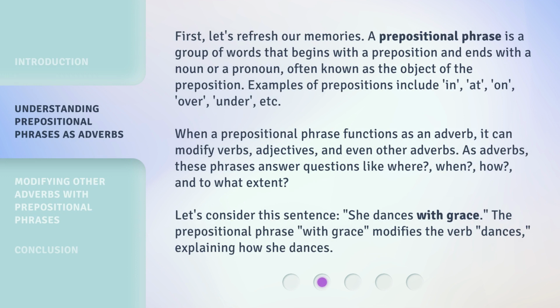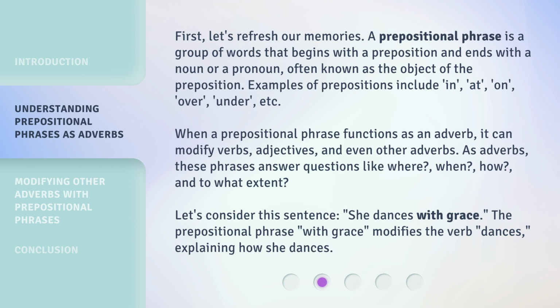First, let's refresh our memories. A prepositional phrase is a group of words that begins with a preposition and ends with a noun or a pronoun, often known as the object of the preposition. Examples of prepositions include in, at, on, over, under, etc. When a prepositional phrase functions as an adverb, it can modify verbs, adjectives, and even other adverbs. As adverbs, these phrases answer questions like where, when, how, and to what extent.